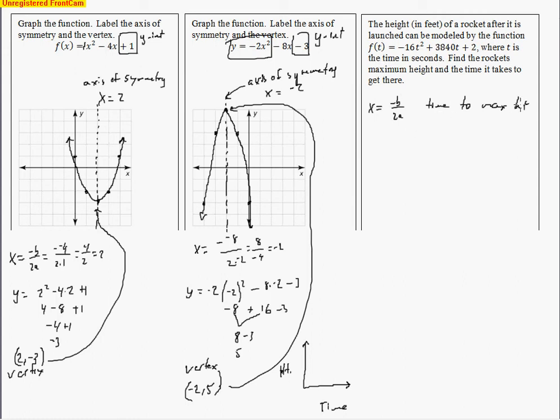So time to max height, that's our x component. So it's just negative 3840 over 2 times negative 16. So we go ahead and do some work there. And when I plug that into the calculator, this is what I get: 120 seconds to reach maximum height.